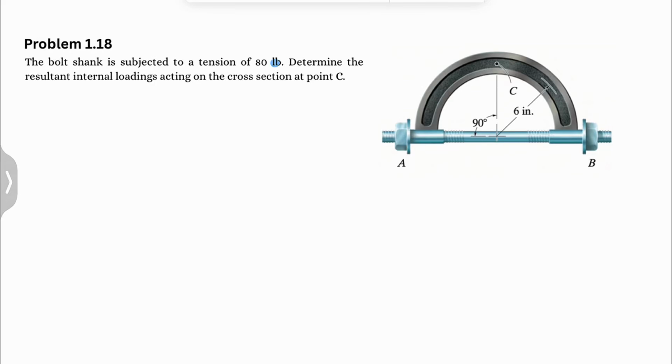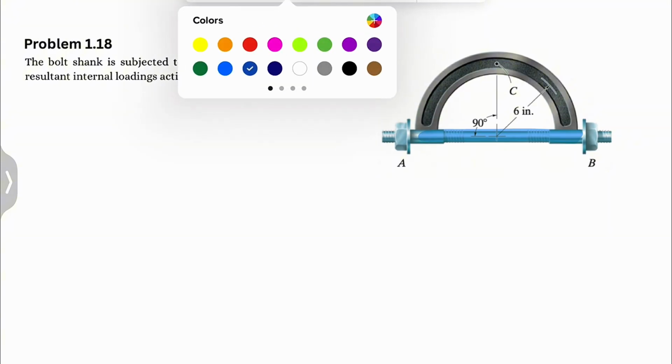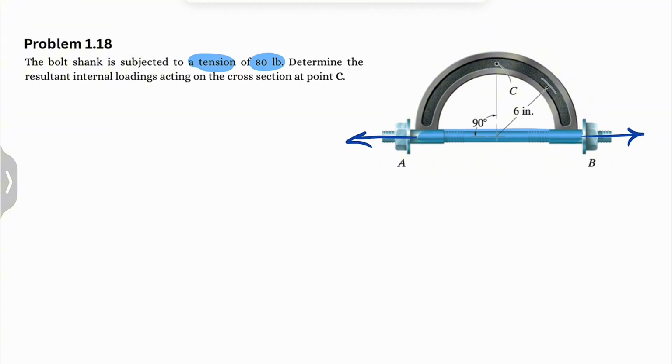Alright guys, welcome back. We have another question from the first chapter of Mechanics of Materials by Hibbeler, and we have question 18. The bolt shank is subjected to a tension of 80 pounds. So the bolt shank is in tension, which means there are forces pulling this shank from two sides, and therefore the shank will be in tension. We need to determine the resultant internal loadings.